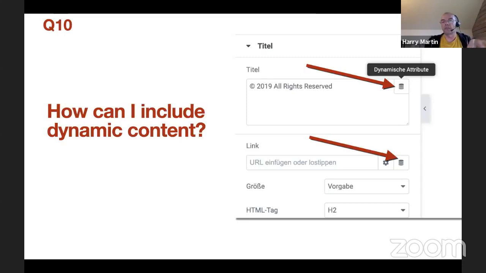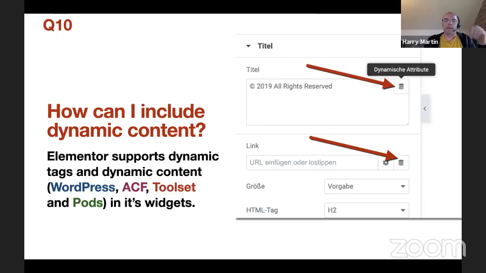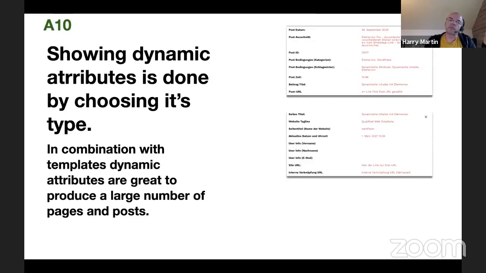And as you see, there is a small symbol, and if you click on this, the text box will change to a dynamic selection, and then you can fill in, not a title, but the title of this post or something like that, or please fill in now the actual data. Elementor supports dynamic text and dynamic content from WordPress itself, but it also supports ACF, Toolset and Pods in its widgets. So showing dynamic attributes is done by choosing its type.